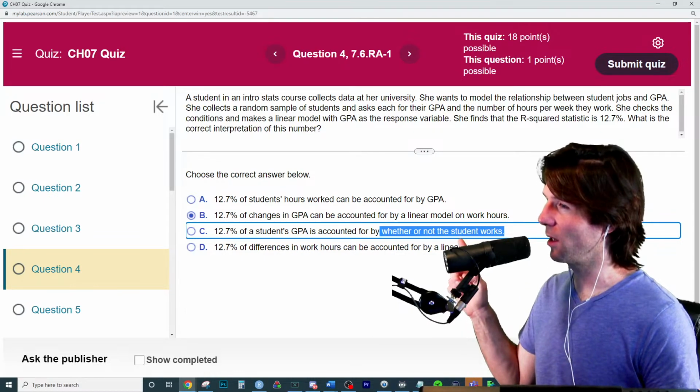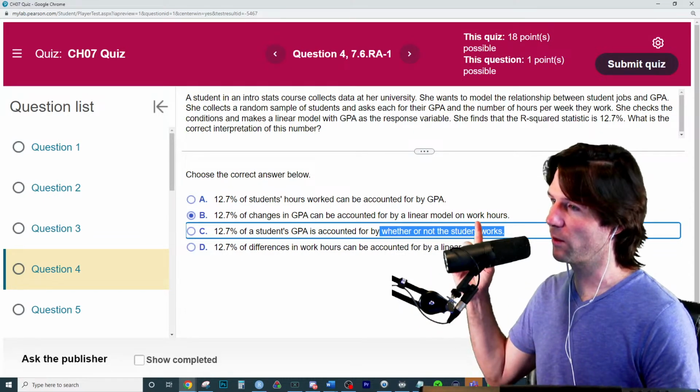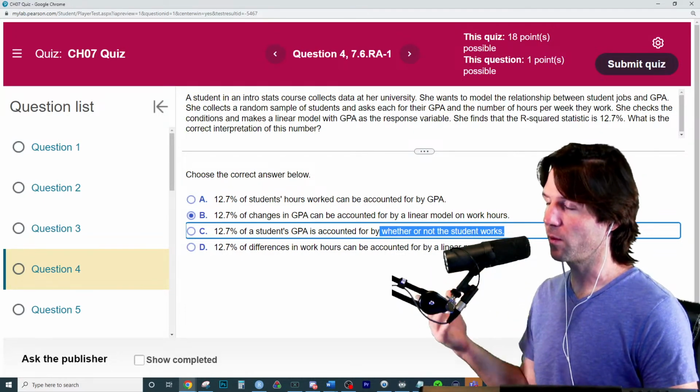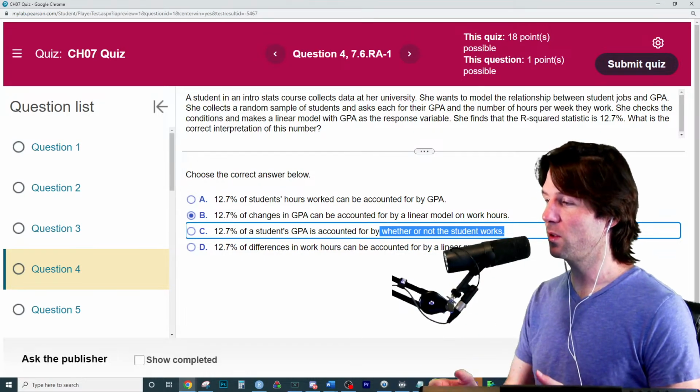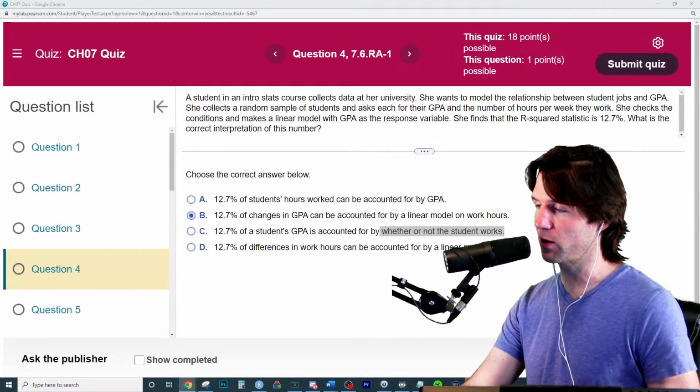That right there makes it sound categorical. It's not whether or not they work. It's the variation in the hours they work, accounted for by the variation. Once again, use the interpretation I have right here and see which one follows it the most.